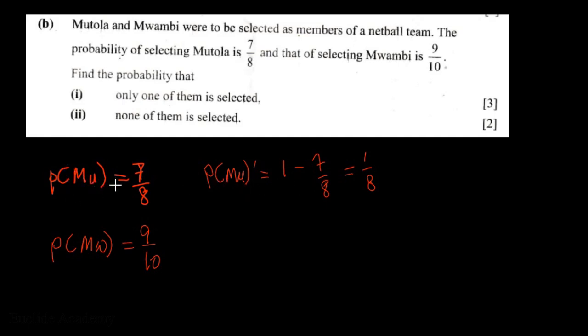So again, the probability of picking Mutola is 7/8. The probability of not picking Mutola is the total probability, which is 1, minus the probability of picking him or her, which is 1/8. Now the probability of Mwambi is 9/10. The probability of not picking Mwambi will be the total probability, 1, minus 9/10, which gives us 1/10. So right now we have the probability of picking Mutola and not picking Mutola, and the probability of picking Mwambi and not picking Mwambi.